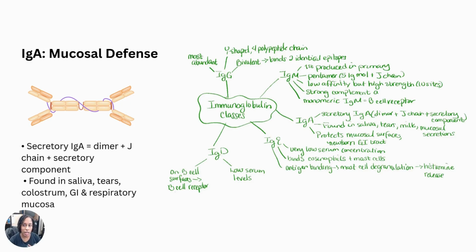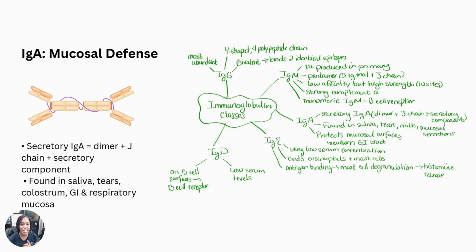Secretory IgA defends the mucosal surface like the gut, the lungs, saliva, and helps protect newborns through breast milk. So what you want to write here is that it's a dimer, and protects the mucosal surface. That's important. And newborn GI tract. And then also remember that it's found in saliva, tears, milk, and mucosal secretion.